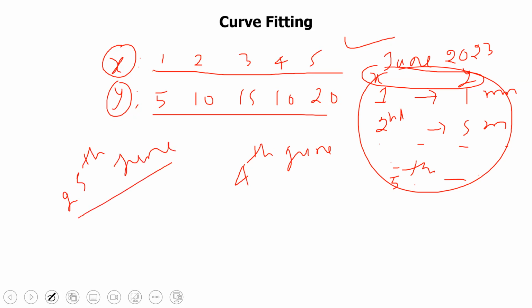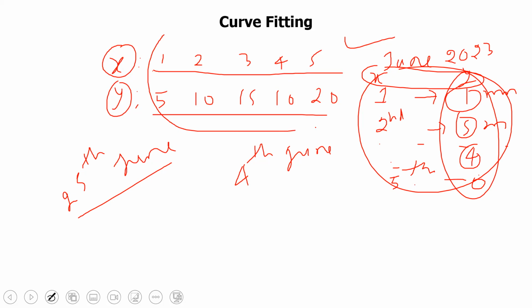Okay, so now this is not possible because we have different data. Sometimes it is 1, sometimes it is 5, sometimes it is 4, sometimes it may be 0. So based on this data, how are we able to say what the rainfall will be on 25th of June? Curve fitting is the best technique, and it is also used right now in machine learning. Based on this data, we are able to define a function, a relation between X and Y. That is called curve fitting.